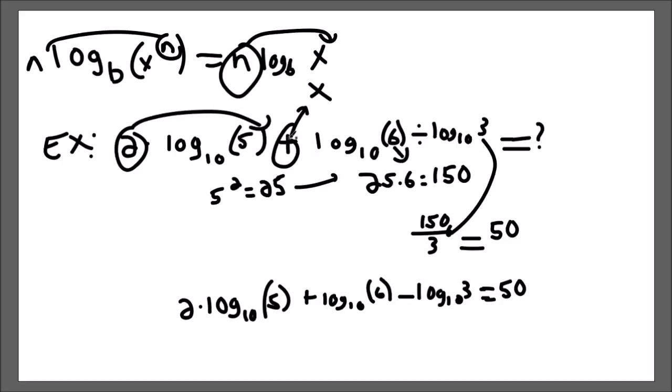But what we learned from our other properties is that this plus sign turns into a multiplication sign, and this minus sign turns into a division sign. So first of all, 5 squared, because 2 is the exponent on 5, equals 25. So you then multiply that by 6, which gives you 150, and divide by 3 to get 50. So all of that will equal 50.